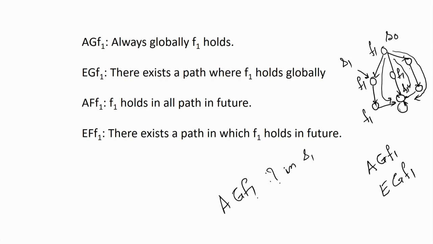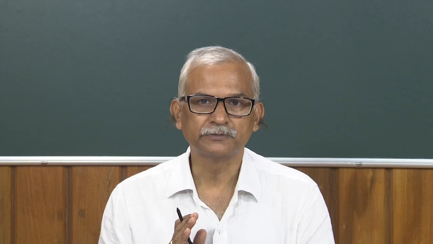Now, if I extend this and give one more transition from S1 to this particular state, here also you will find that there are two different possible execution traces. In both the paths, in all the states, F1 is true. So, we can say that A G F1 is true in state S1, but we have already seen that A G F1 is not true in S0. As I have already mentioned, the truth value is defined in a state in the case of a state formula.